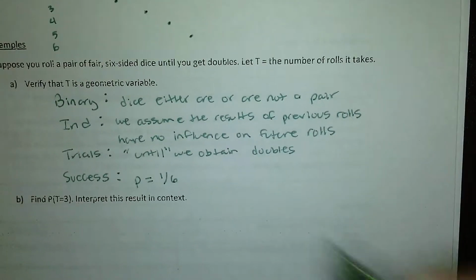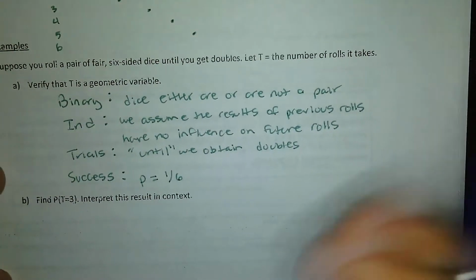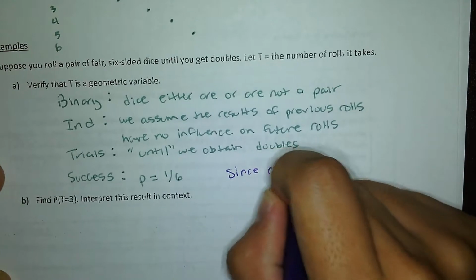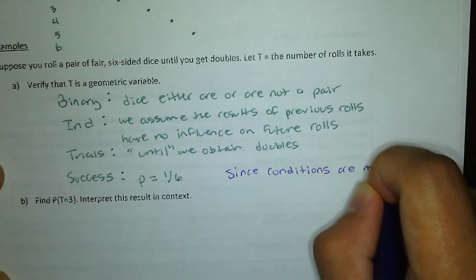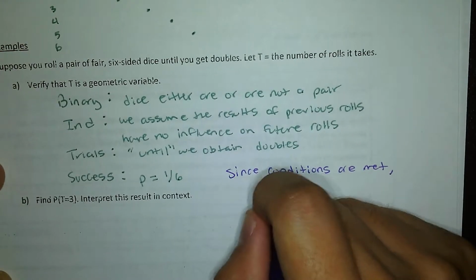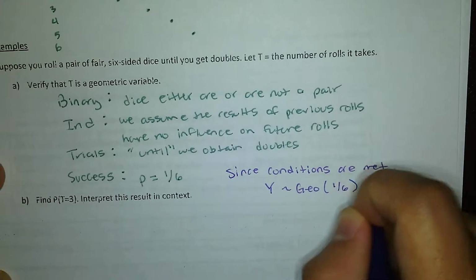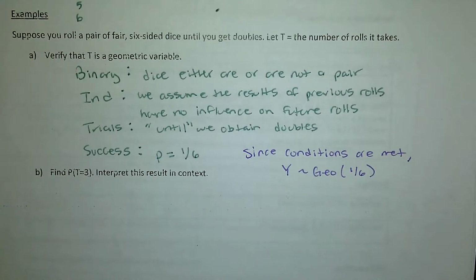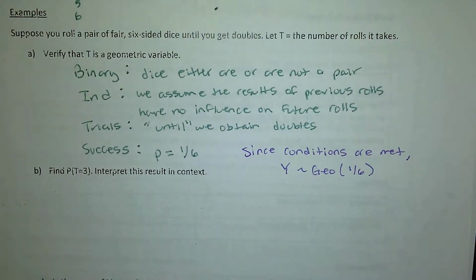And now that we have verified our conditions, I'll write in a different color here: since conditions are met, we can say t is geometric with a probability of success of 1/6. So again, this is just a good preview for the inference unit that's coming next semester. We check our conditions, and then we have our since statement.